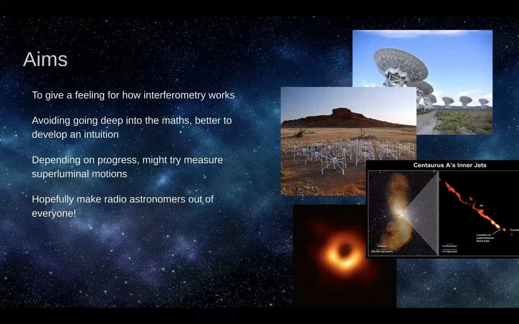So what are the aims of this lecture and the next? Well, basically I want to give you more of a feeling for how interferometry works. I'm going to be avoiding going too deeply into the maths. I sort of want to teach an intuition for how to do interferometry and what we're really doing at a fundamental level. So depending how we go on progress, we might try to measure superluminal motions or even try to image the actual black hole image itself. And of course, my ultimate aim here is to make radio astronomers out of everyone here. So it's maybe a little bit of an ambitious thing to do, but let's see how we go.